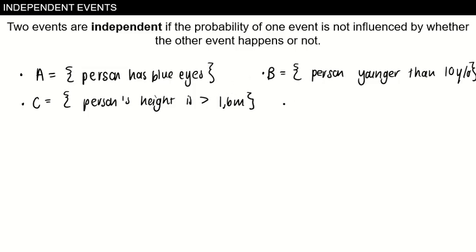But the probability that a person's height is greater than 1.6 and the probability that a person is younger than 10 years old, those two events are dependent on one another. Because if a person is younger than 10 years old, it is very rare that they are higher or longer than 1.6 meters. So again, the one event is dependent on the other. So with that said, independent events are events that the one doesn't depend on the other.